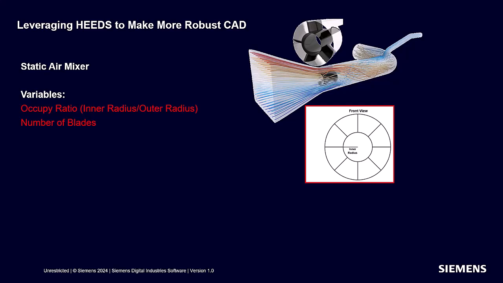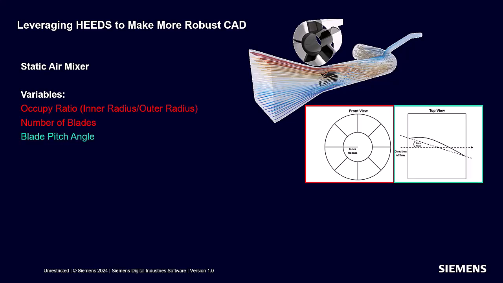The occupy ratio gives the relative ratio between the size of the inner radius to outer radius of the 2 concentric circles. Additionally, the number of blades are designable. For each blade, a pitch angle is defined, with the same angle common across each blade.